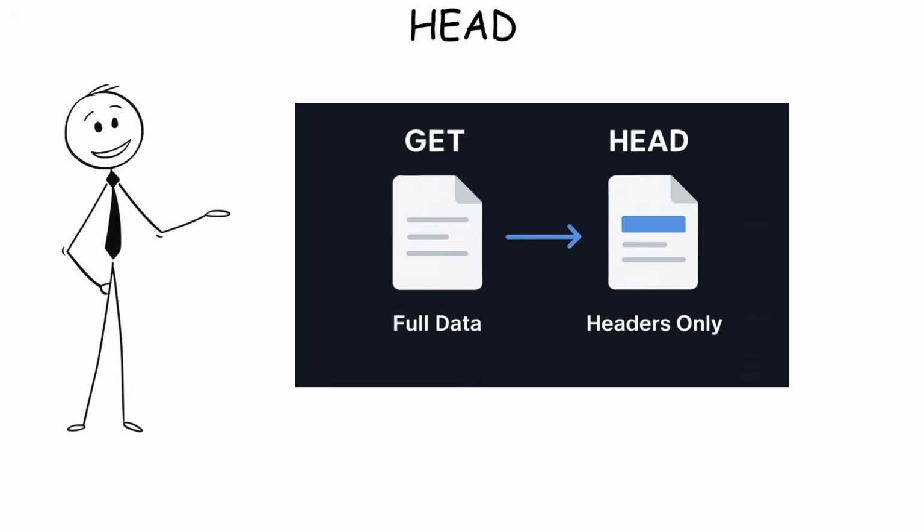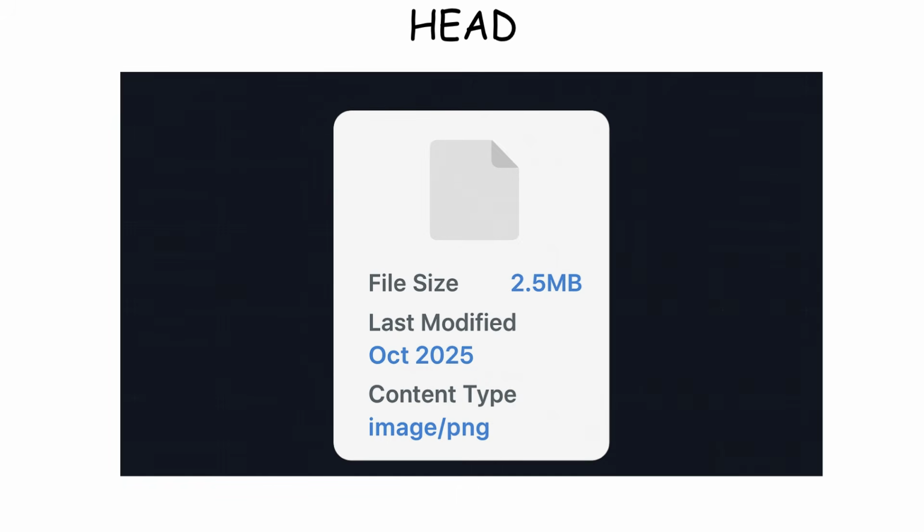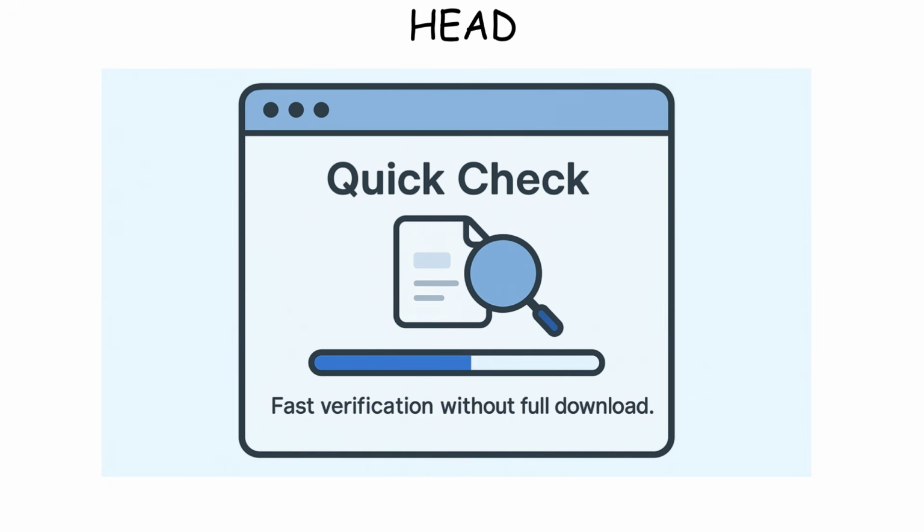HEAD works almost the same as GET, but it only fetches the headers, not the body. It's like asking the server, "Hey server, do you have this file and what's it like?" You get information like the file size, last modified date, or content type, but not the actual content. It's great for checking if something exists or verifying metadata without downloading the whole thing.